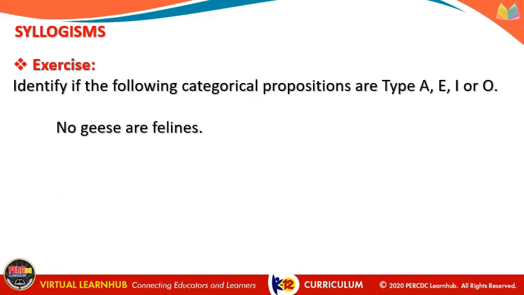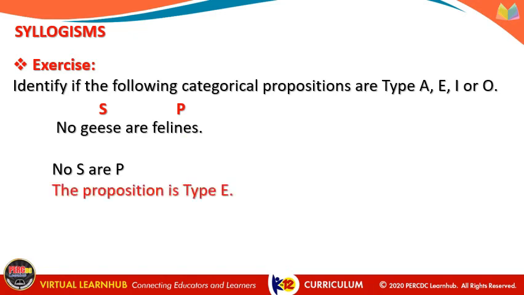Another one, no geese are felines. The subject is geese. The predicate is felines. This follows the no S are P format. This is type E.